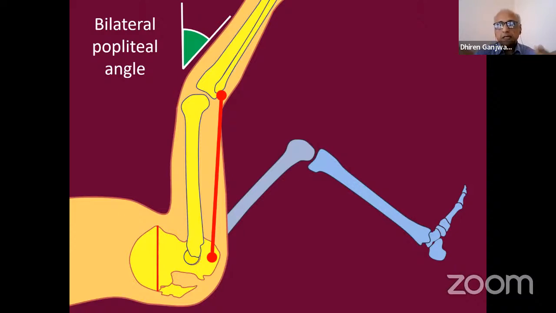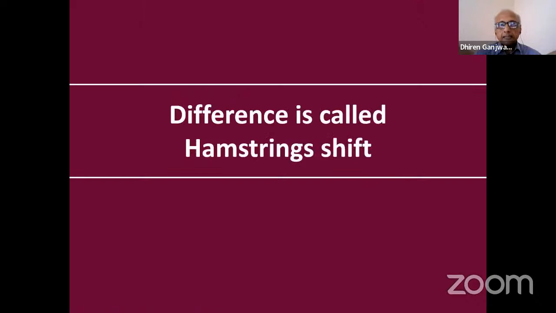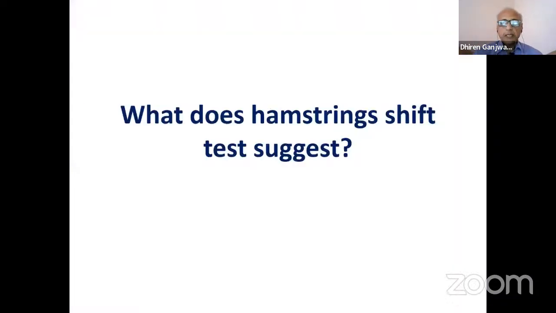Usually that is less. So let's say that the previous popliteal test was this much and the bilateral popliteal angle is less. The difference between the two is called hamstring shift. Now, my question to fellows: what does the hamstring shift test suggest?